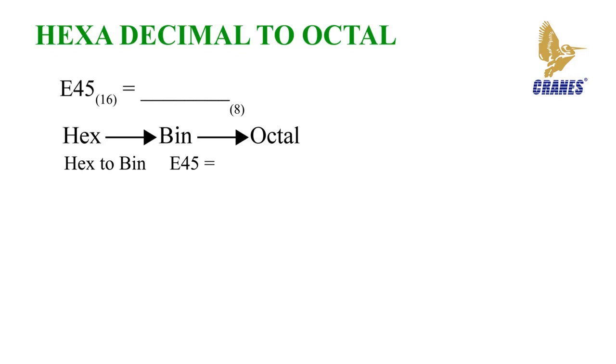E45 in binary is 1110 for E, 4 is 0100, and 5 is 0101. So we have got the number in binary. Now we need to convert from binary to octal. Here we need to group the bits in terms of 3 because it's an octal system. We have to start from the rightmost side, so I'll start grouping it in terms of 3. Then if we start labeling this, this will be 5, this is 0, this is 1, 7. So 7105 is the octal equivalent of the number E45 which is in hexadecimal.